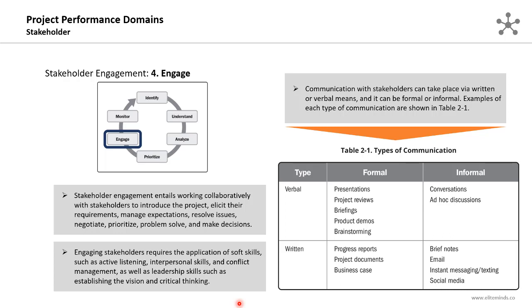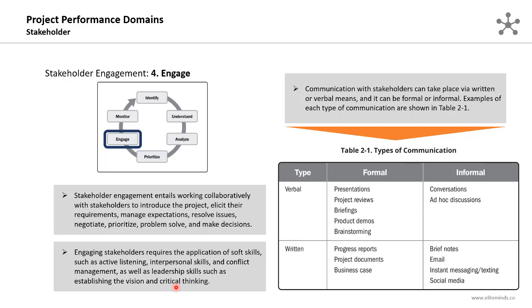Then we will engage the stakeholders. Stakeholder engagement entails working collaboratively with stakeholders to introduce the project, elicit their requirements, manage expectations, resolve issues, negotiate, prioritize, problem solve, and make decisions. Engaging stakeholders requires the application of soft skills of the project manager and the project management team members, such as active listening, interpersonal skills, and conflict management, as well as leadership skills such as establishing the vision and critical thinking. These are the soft skills the project manager and the project management team should have in order to effectively engage stakeholders throughout the project.